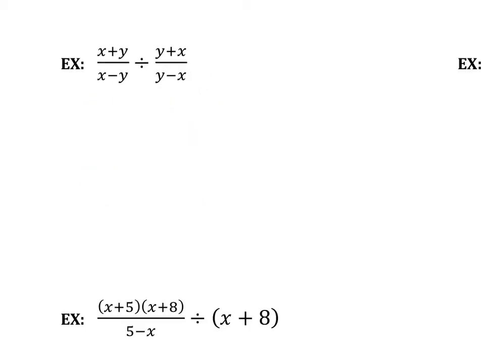In our next example, we have a rational expression divided by another rational expression. So let's rewrite this as a multiplication problem. In other words, the first rational expression multiplied by the reciprocal of the second rational expression. Okay, so I paused the video and did what I just mentioned. I changed this to a rational expression multiplied by the reciprocal of the second rational expression.